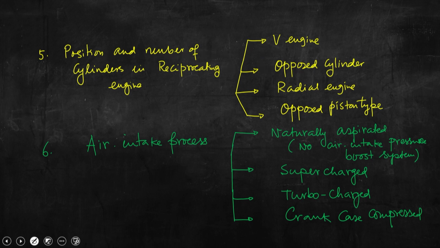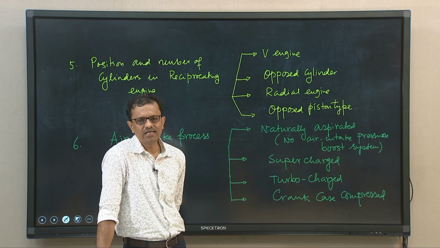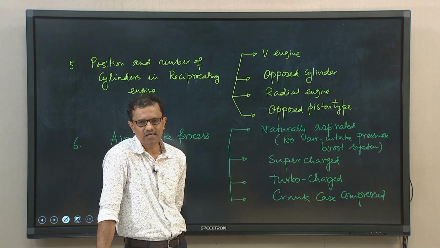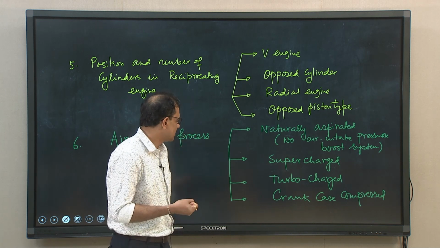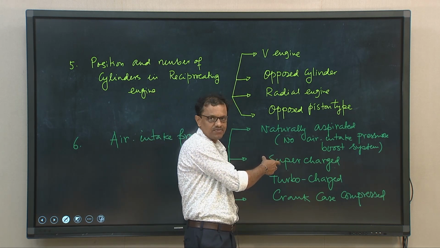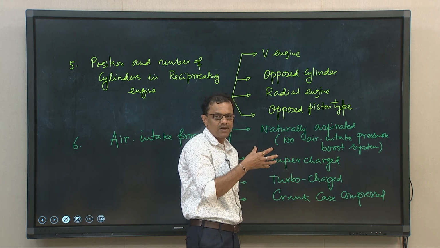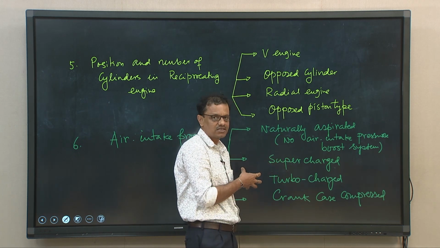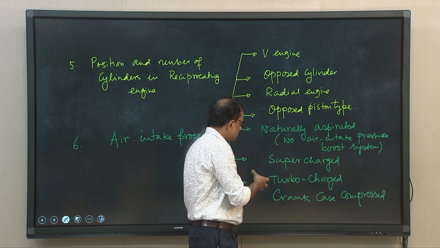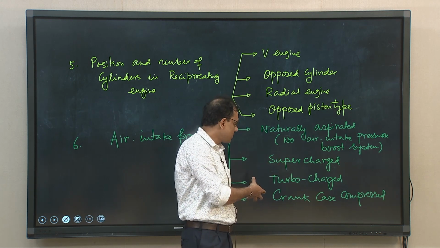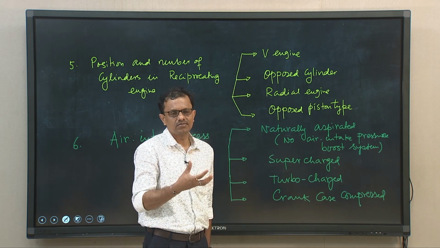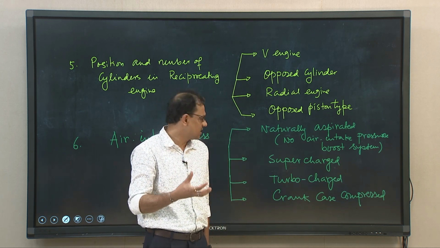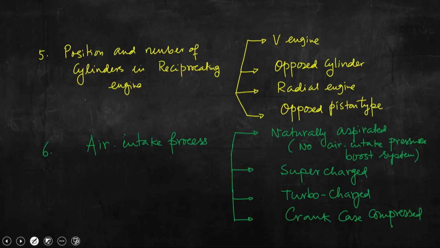So, I hope you have understood that when you need an air intake pressure boost system, that means we need to increase the pressure of the incoming air. Whether we increase pressure by having only a supercharged system or by having a coupled turbine and compressor, that is a turbocharged system, that depends on the requirement, but we can also pressurize intake air using a crankcase compressed system. So, this is the sixth type.